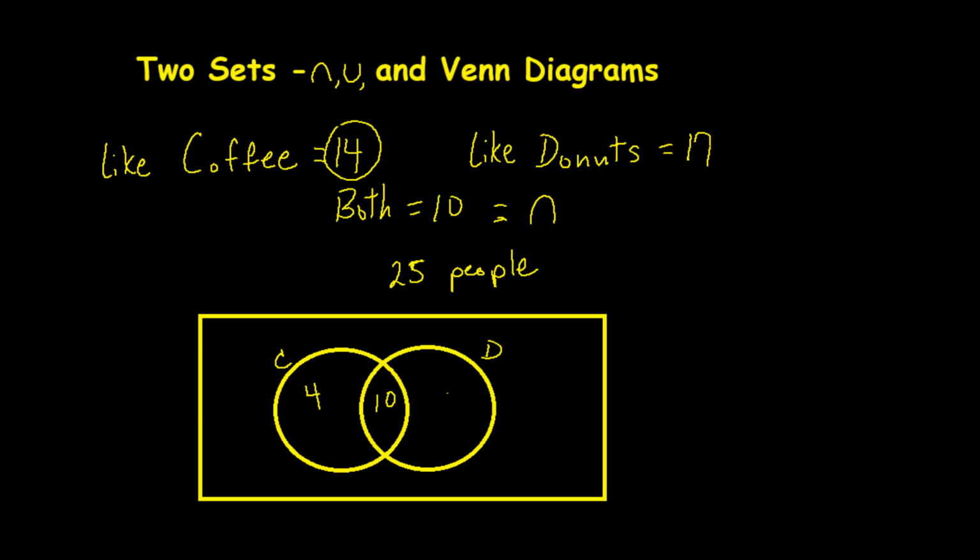Now let's find all of the people that like donuts but don't like coffee. So there's a total of 17 people that like donuts. 10 of them also like coffee. 17 minus 10 is 7.